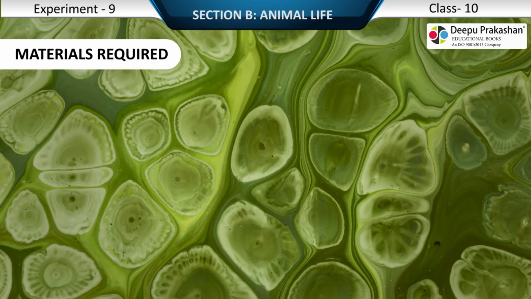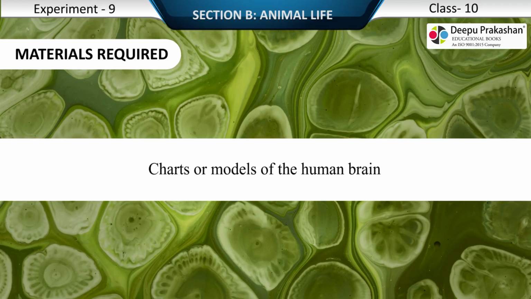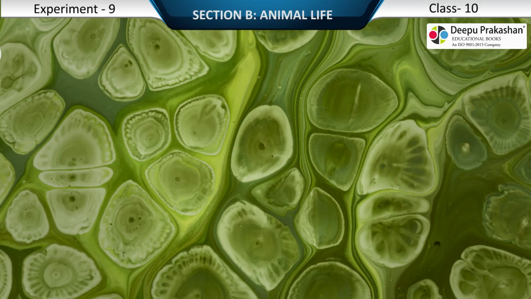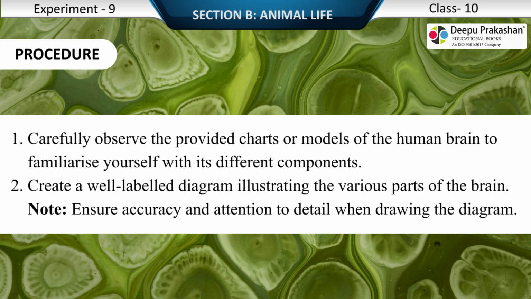Materials required: charts or models of the human brain. Procedure: 1. Carefully observe the provided charts or models of the human brain to familiarize yourself with its different components. 2. Create a well-labeled diagram illustrating the various parts of the brain. Note: ensure accuracy and attention to detail when drawing the diagram.